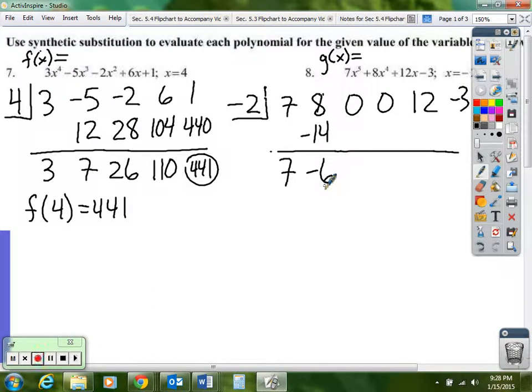Multiply negative 2 times negative 6. Negative times negative is a positive. 12. 0 and 12 is 12. Negative 2 times 12 gives us negative 24. 0 and negative 24 is negative 24. Multiply. Negative 2 times negative 24. Negative times negative is a positive. 48.